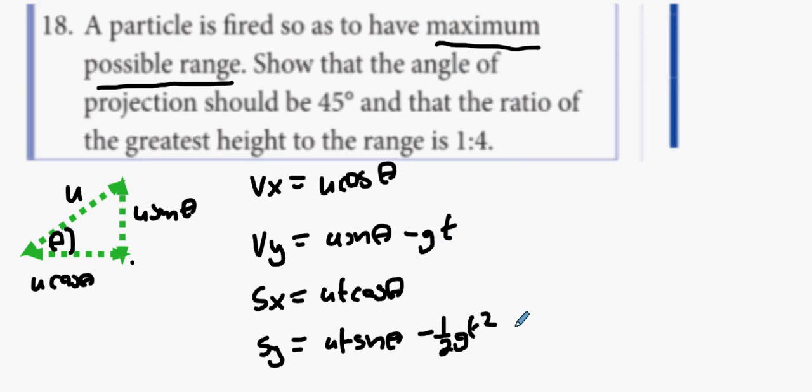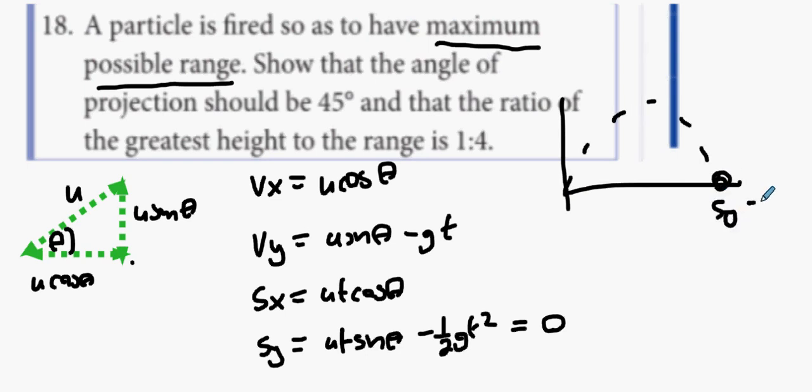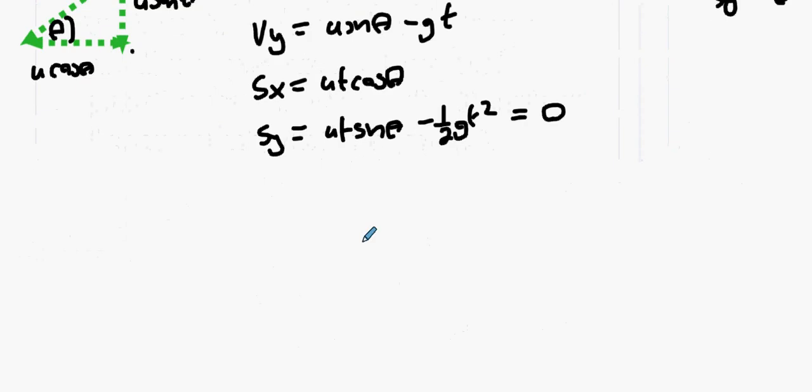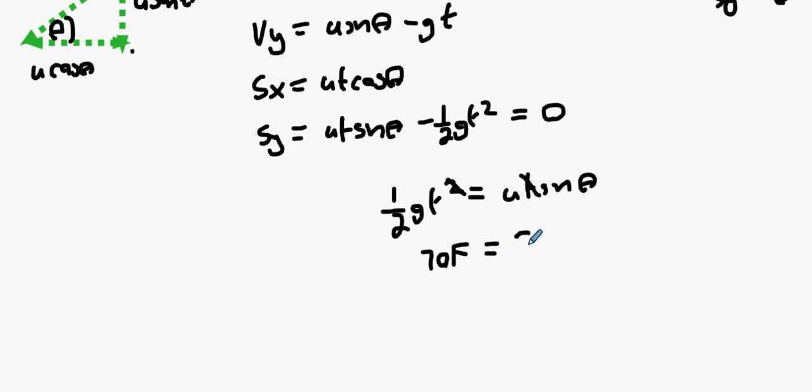I'm going to find the time of flight first and foremost, because you want to see where it hits the ground and your Sy value equals 0. So let's do that first. We're going to get a half gt squared equals ut sine theta. The t's cancel. Time of flight will equal 2u sine theta over g. Happy days. Throw that into the Sx formula.